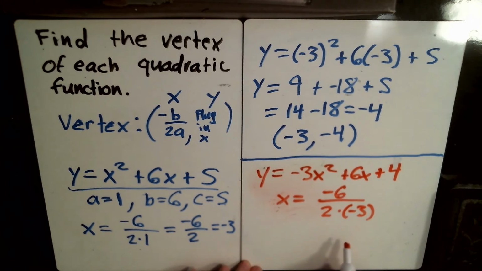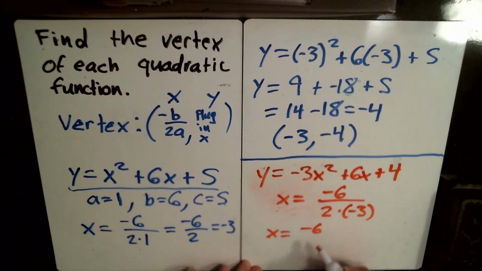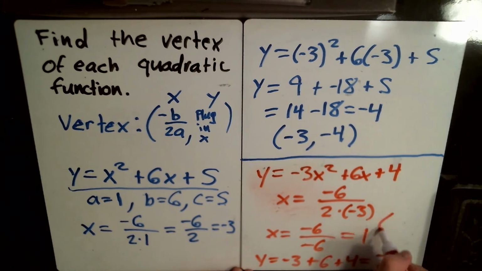So now we get negative 6 divided by negative 6, which is positive 1. And so my x value of the vertex is 1. Now all I have to do to get the y value is plug it in. So I'm just going to plug in 1. We get negative 3 plus 6 plus 4. So 6 plus negative 3 is 3, and 4 plus that is 7. So 1 and 7 is the vertex of that one.